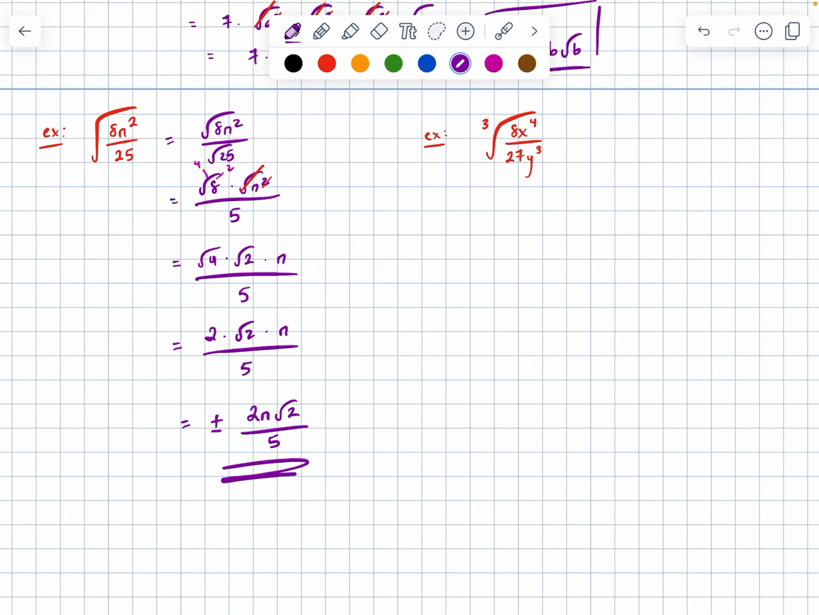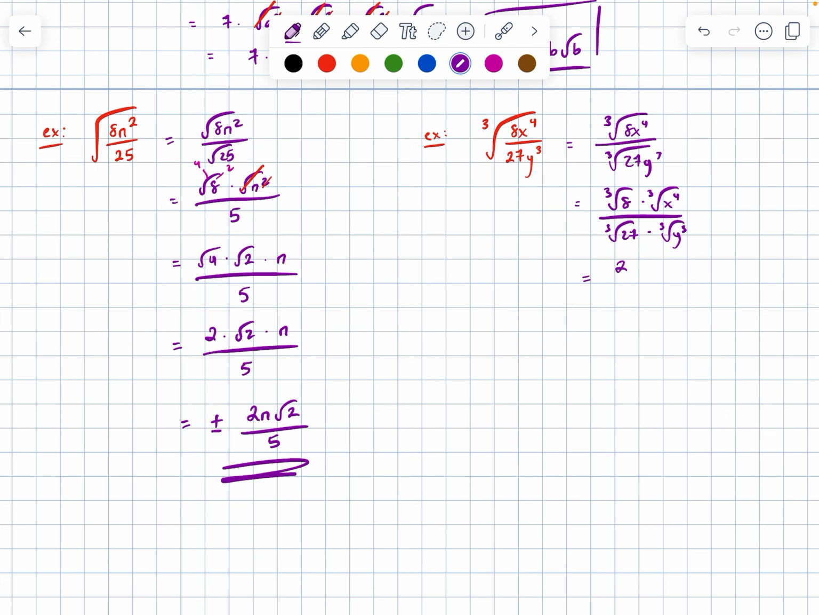Next up, the cubed root of 8x to the 4th over 27y to the 3rd. Once again, let me take my quotient property. I'm going to split this up into the cube root of 8x to the 4th over the cube root of 27y cubed. Splitting down even further now using my product property, this is the cube root of 8 times the cube root of x to the 4th over the cube root of 27 times the cube root of y to the 3rd.